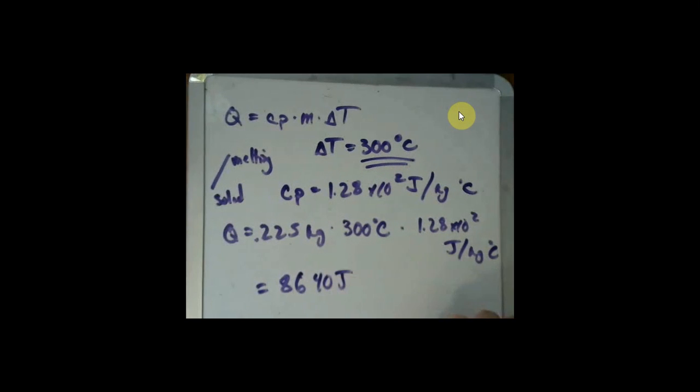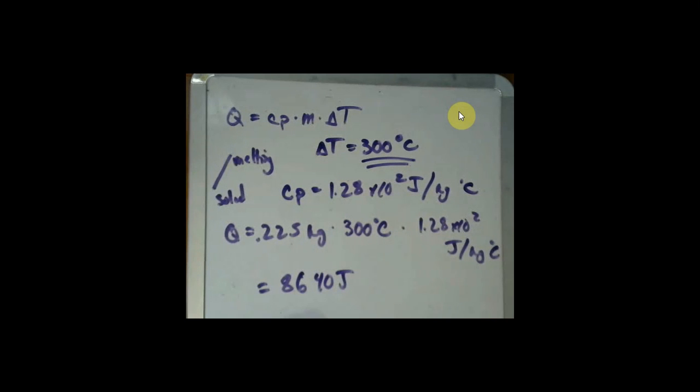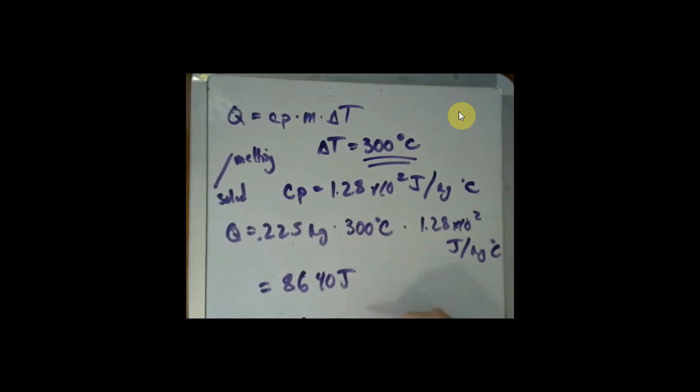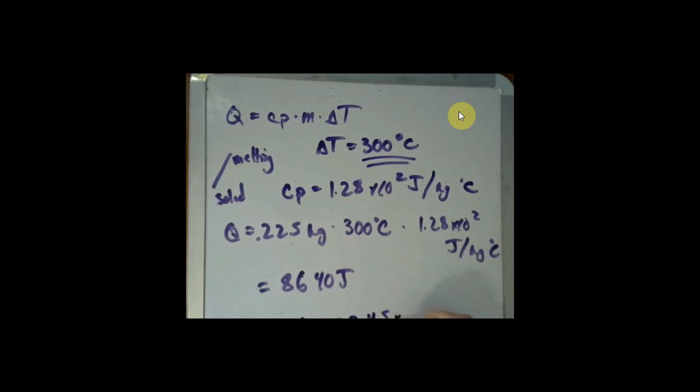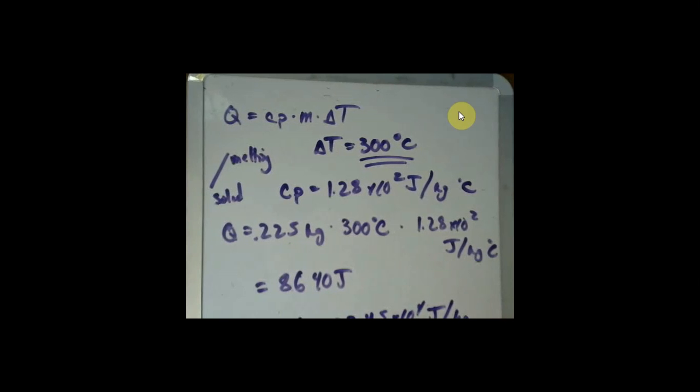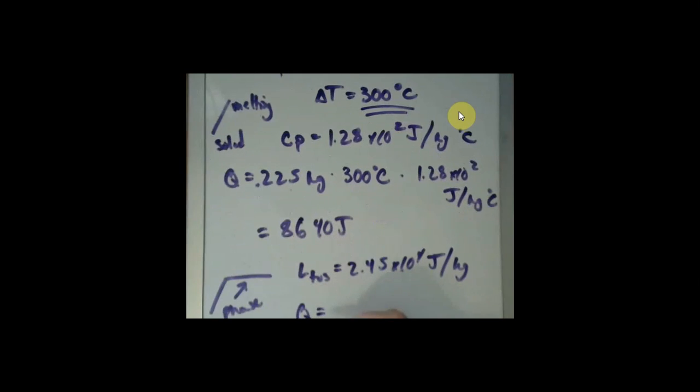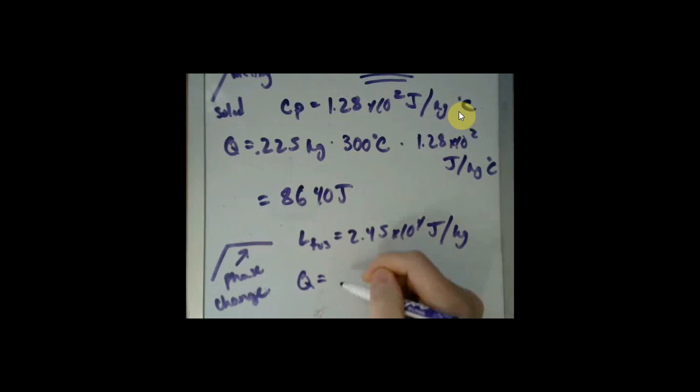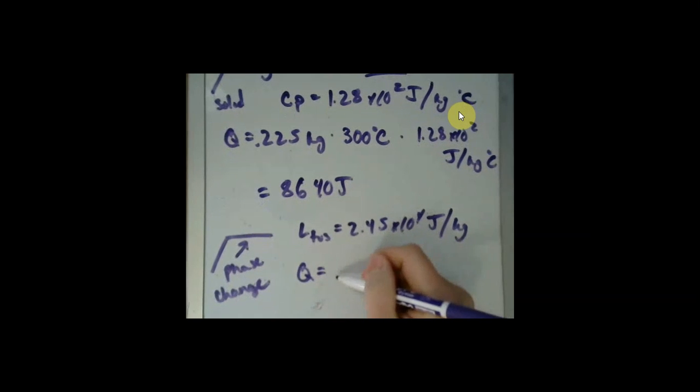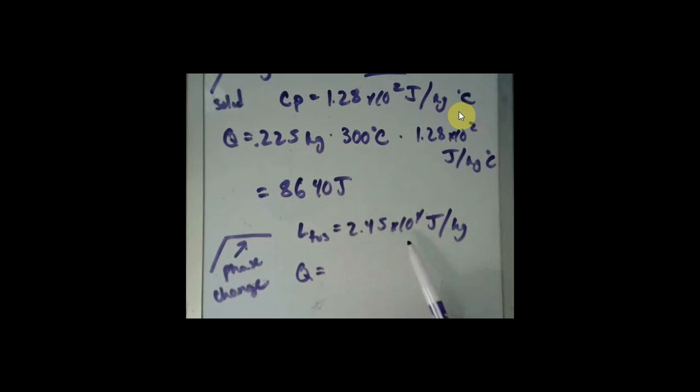And if you put that all into your calculator, it's 8,640 joules. Now we're not only raising the temperature, but we also have to go through our phase change. So now we have to find out the latent heat of fusion for lead, which happens to be, again, you have to look at your tables, 2.45 times 10 to the 4th joules per kilogram. Okay, so let's plug that in.